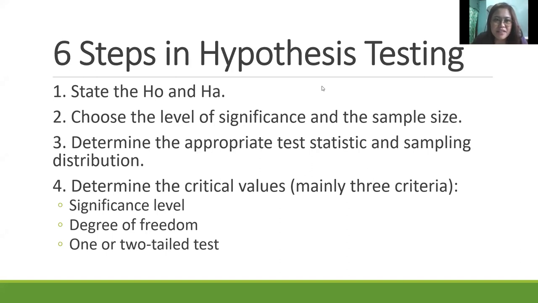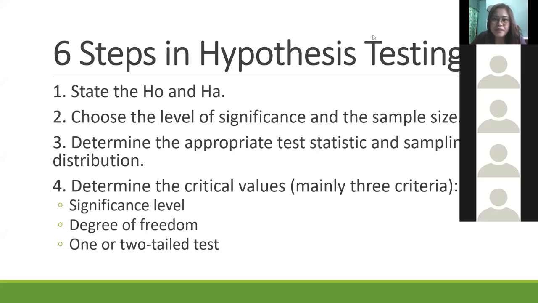So, six steps in hypothesis testing. Before we conduct the analysis and the test, these are the steps we do. The first one, we have to state the null and or alternative hypothesis. After that, we choose the level of significance. We state how much room for error we will allow, whether to set it at 5% or at 1%. Remember, for experimental studies, most likely we set it at 0.01 or 1% probability of having a type 1 error. And at the same time, we have to compute our sample size.